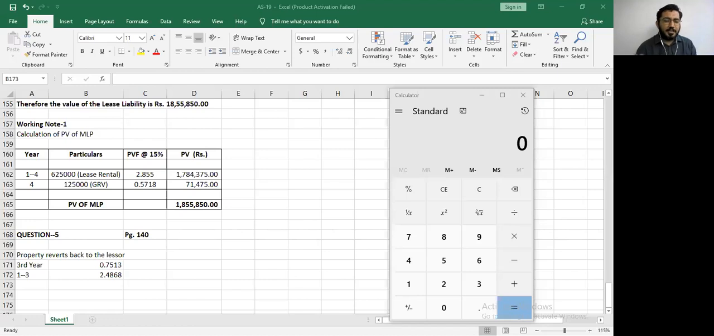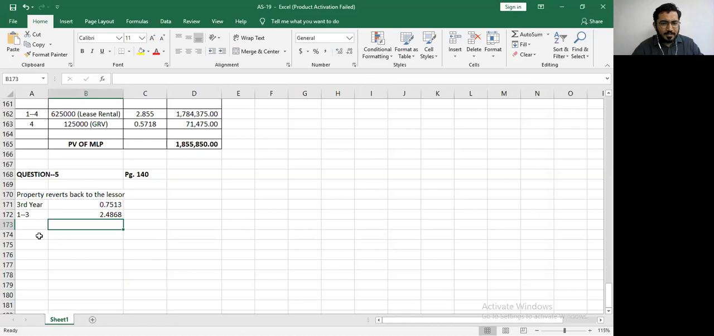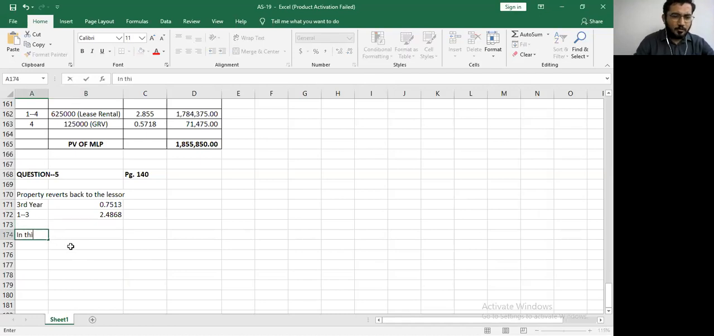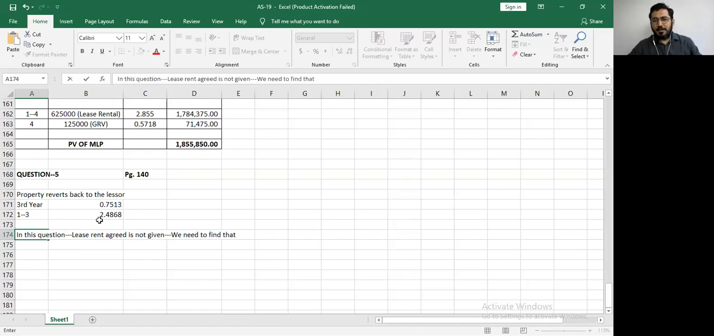Right now, everyone pay attention to what I'm saying. Looking at the question, I can understand one thing, that in this question, lease rent agreed is not given, which means we need to find that. Are you getting it? In this question, lease rent agreed is not given. We need to find it.